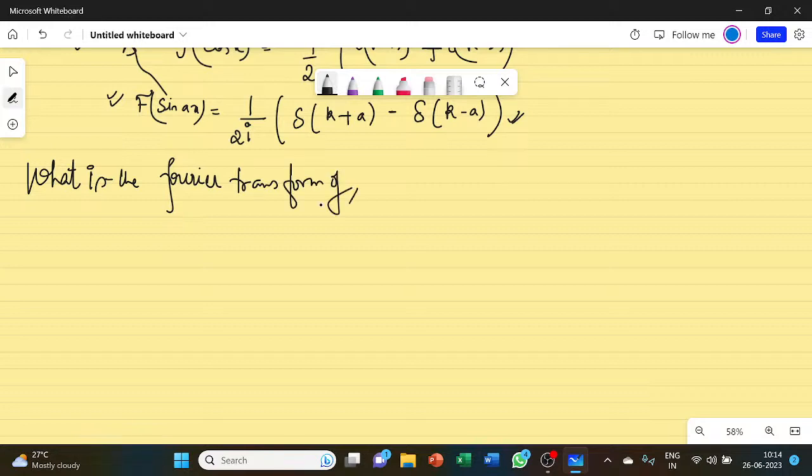What is the Fourier transform of, you can say, e to the power minus a x, or e to the power minus modulus of x. Let us take it first. That is, we want to find the Fourier transform of e to the power minus modulus of x. What do you think this particular Fourier transform would be like?